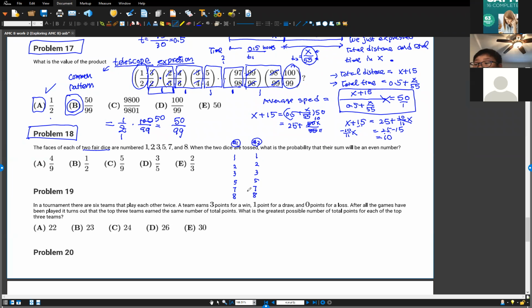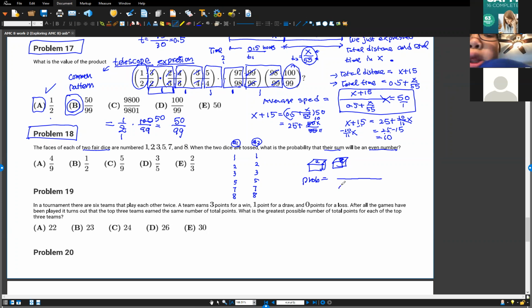All right, when two dice are tossed, what is the probability their sum will be an even number? What is the sum when you add these two numbers? They show two numbers on top, maybe 2 and another one, 5. But when you add these numbers, it is not an even number. If you got 8, 2 plus 8 is an even number. So what is the probability?